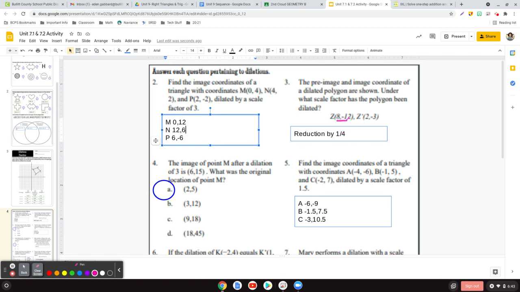Let's look at our coordinates. We have 8 comma negative 12 and 2 comma negative 3. Do these numbers get bigger or smaller when we go from our pre-image to our image? Well, they get smaller. So if it gets smaller, we know it's going to be a reduction. And how do we get from 8 to 2, and negative 12 to negative 3? Well, we divide by 4. And if we're going to divide by 4, it's going to be 1/4.